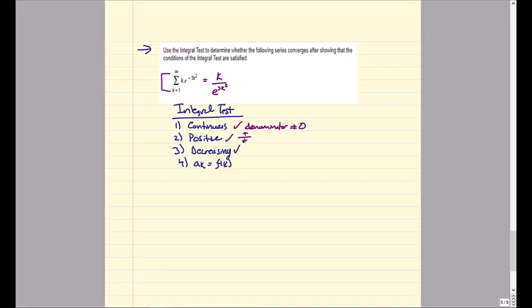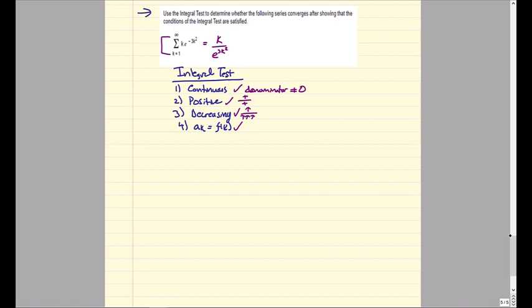And is it decreasing? Yes, you could take a derivative, or you could look at this and say, okay, the numerator is increasing, but the denominator is increasing even faster because I have e to the 3k squared instead of just a constant value of k. And of course that fourth criteria is met. So I should be able to go ahead and integrate this now and come to some sort of a conclusion. So I'm going from 1 to infinity, and I'm going to keep this as e to the negative 3x squared. I'm not going to flip that for integrating.